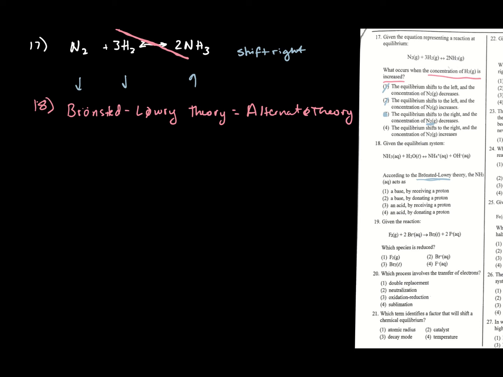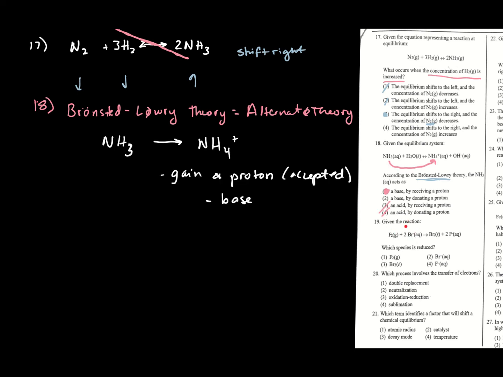Number 19. Which species is being reduced? So when it talks about redox reactions, where we're looking at who's being reduced, who's being oxidized, we're only looking at those on the left side, because these are the ones going through the redox process. One's being oxidized, one's being reduced. So we could cross off stuff on the right side. That means we could cross off choice 3, Br2. And we could also cross off F-, choice 4. So between these guys, who's getting reduced? Who's gaining electrons to be negative? So who's becoming negative?